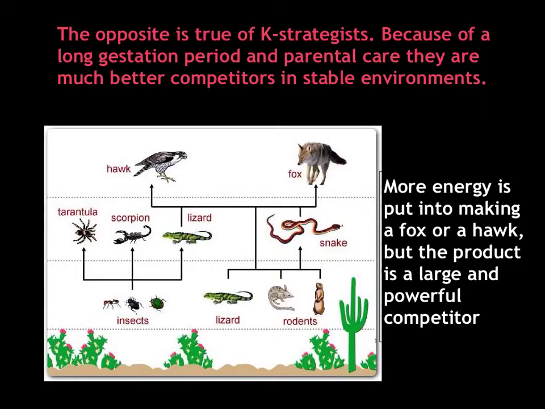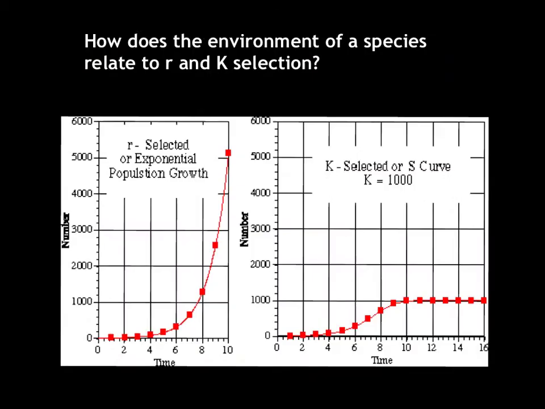So, advantages to being a K strategist. Because the gestation period is so long, because so much energy is put into making the individual and raising it, you get a much more powerful, much more ready competitor. Something that's basically, as long as the environment's stable, as long as it's adapted to the environment, going to be the top predator. So now we can talk about how the environment can benefit or hurt K strategists or R strategists.